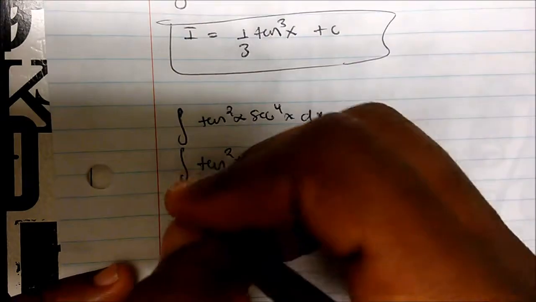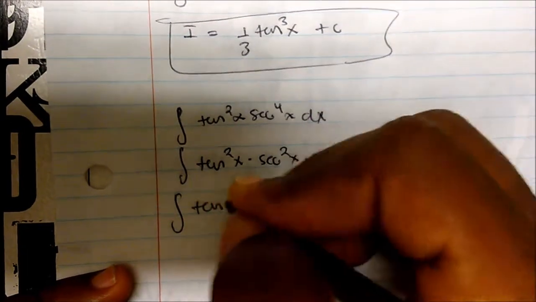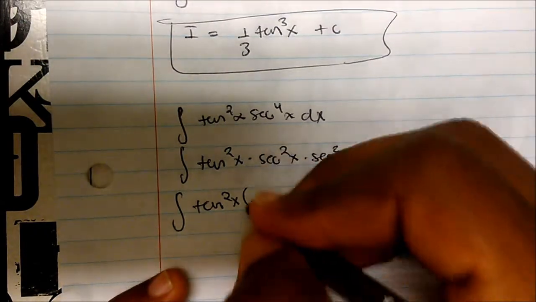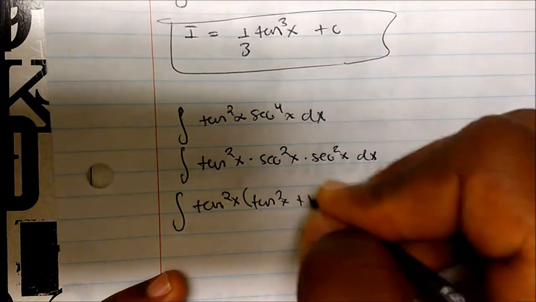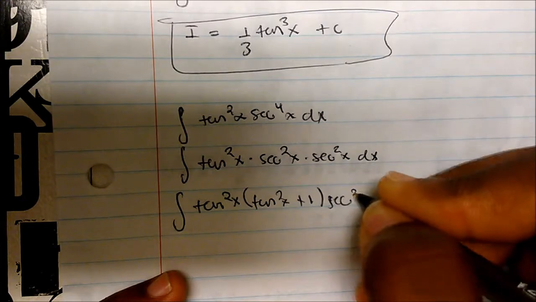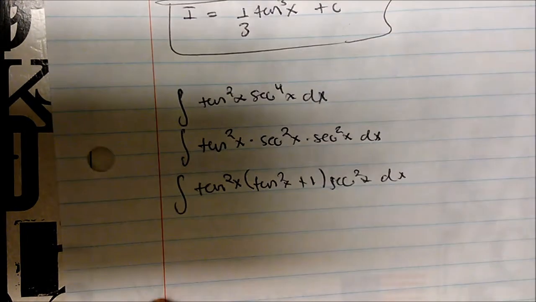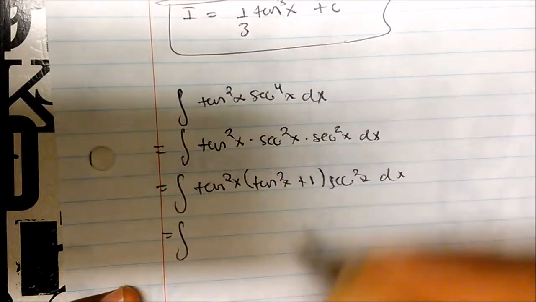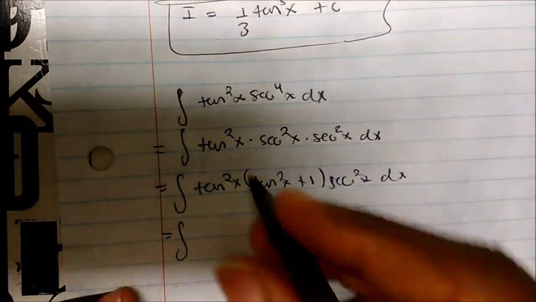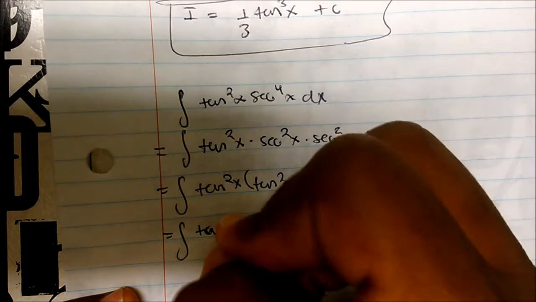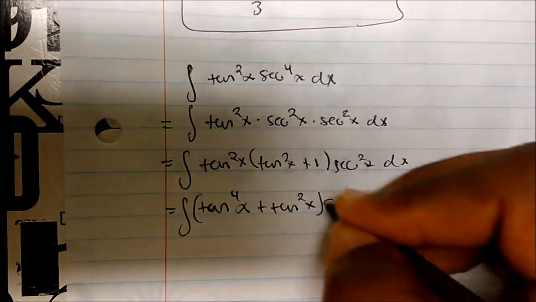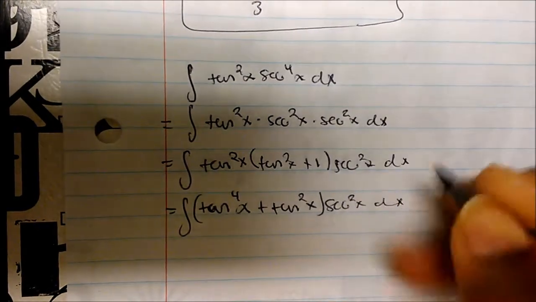Identity. So this is the integral of tangent squared of x times, what's the identity of secant squared of x? That's just tangent squared of x plus 1, multiplied by secant squared of x dx. Notice that now if I distribute, this becomes, same base, I just add my exponents, tangent to the fourth of x plus tangent squared of x, multiplied by secant squared of x dx.